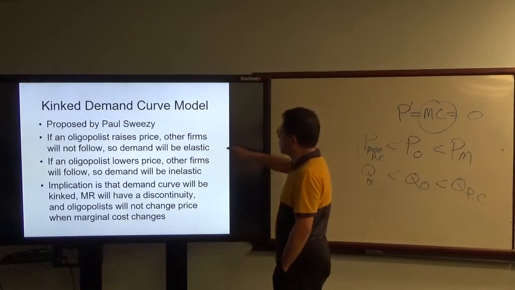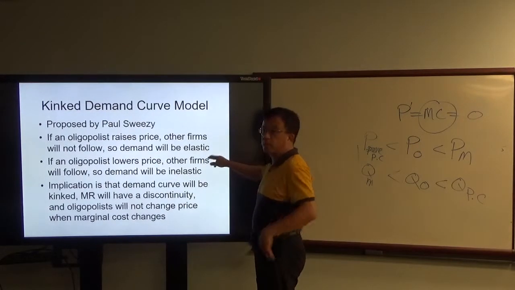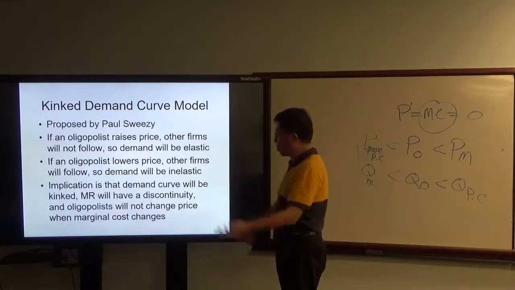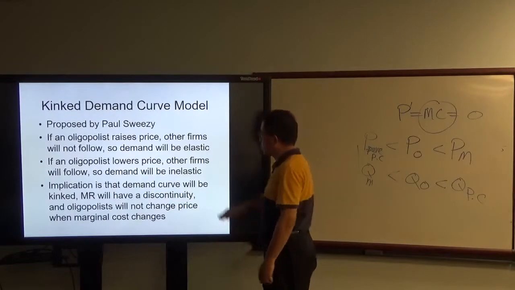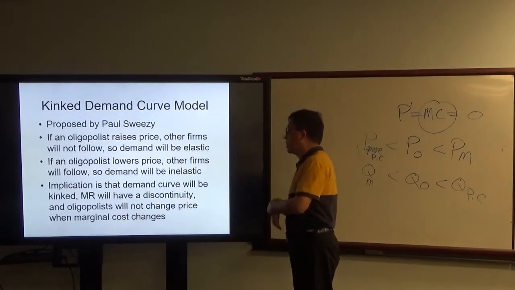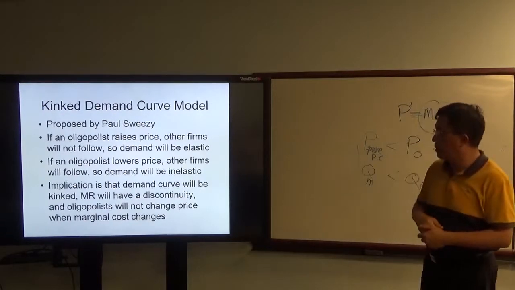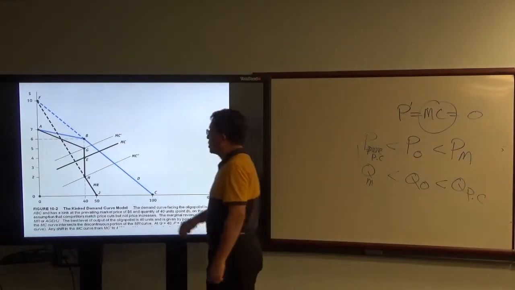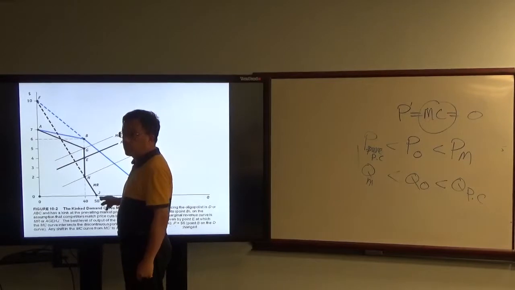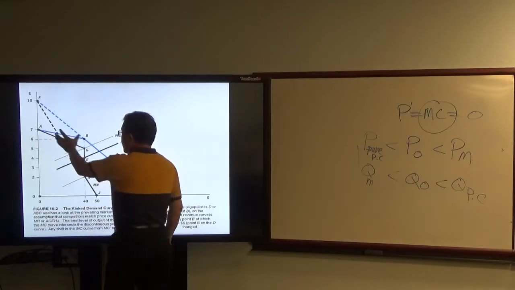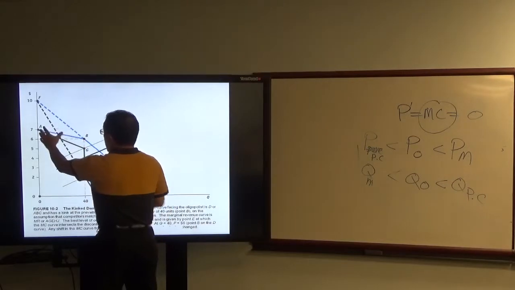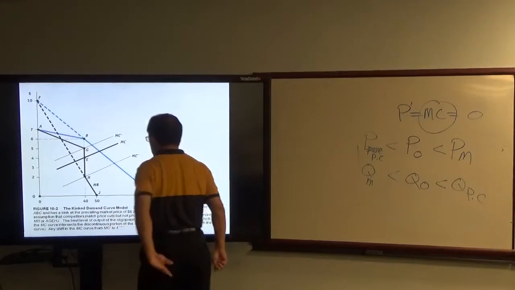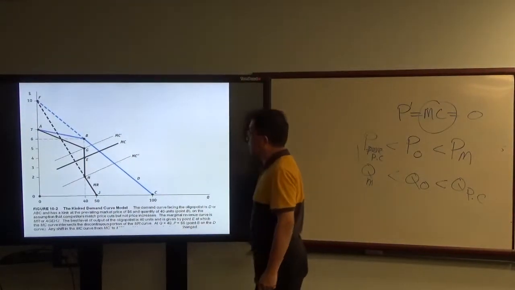So if you raise the price, other firms will not follow. So the demand is elastic. Elastic means quantity will change largely. If you lower the price, other firms will follow. So the quantity change will be small. So the demand tends to be inelastic. So that's why you can see we have a kinky demand curve. In other words, the demand curve faced by the oligopolists has two portions. This portion, the demand is flat, so the demand is elastic. And this portion, the demand is relatively steep or inelastic.